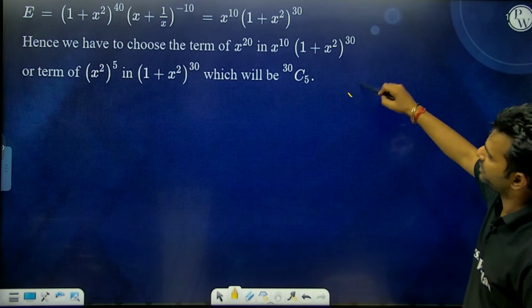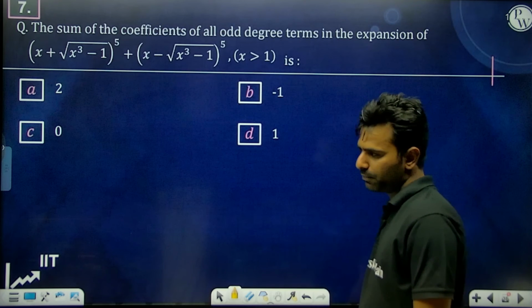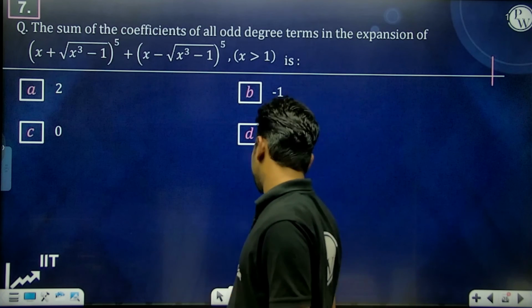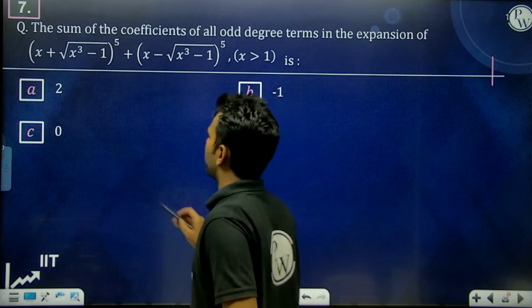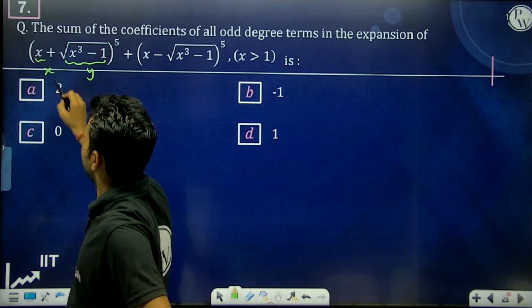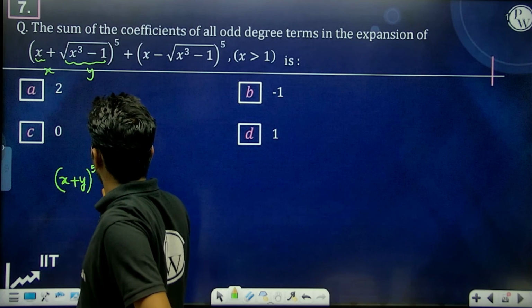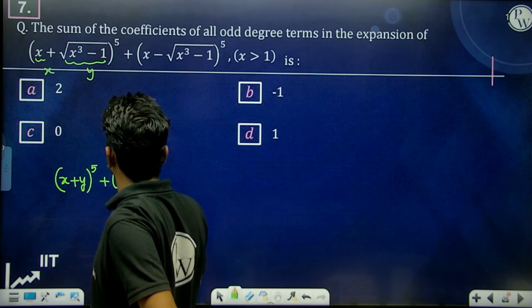I have attached this solution for you as well. This is also a recent year JEE Mains problem. Here also the similar thing is coming. If I call this particular thing x and this particular thing y, then the problem is nothing but (x + y)^5 + (x - y)^5.